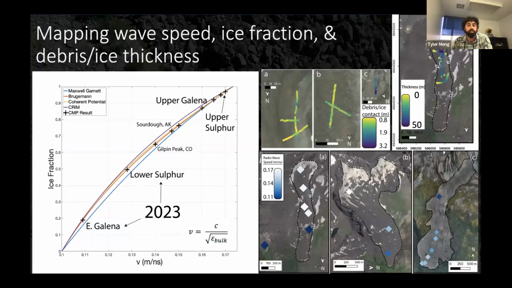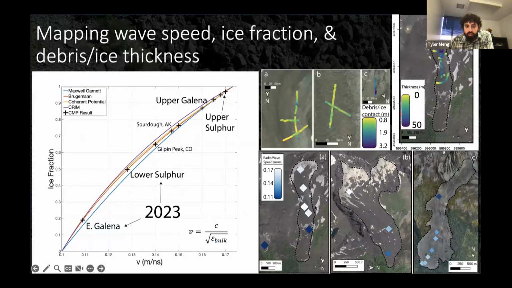So then when we have these velocities in hand, we can go and apply those to our travel time measurements for all of our common offset profiles. And that gives us these thickness maps across the glacier here. So we want to keep this thickness map in mind here for Galena Creek.